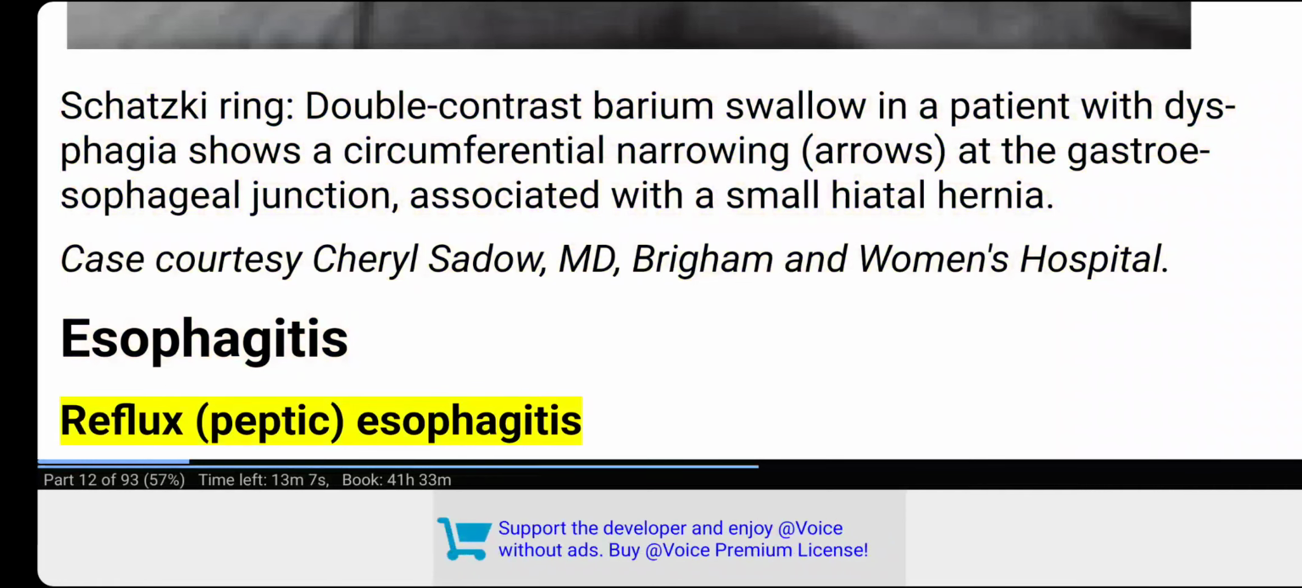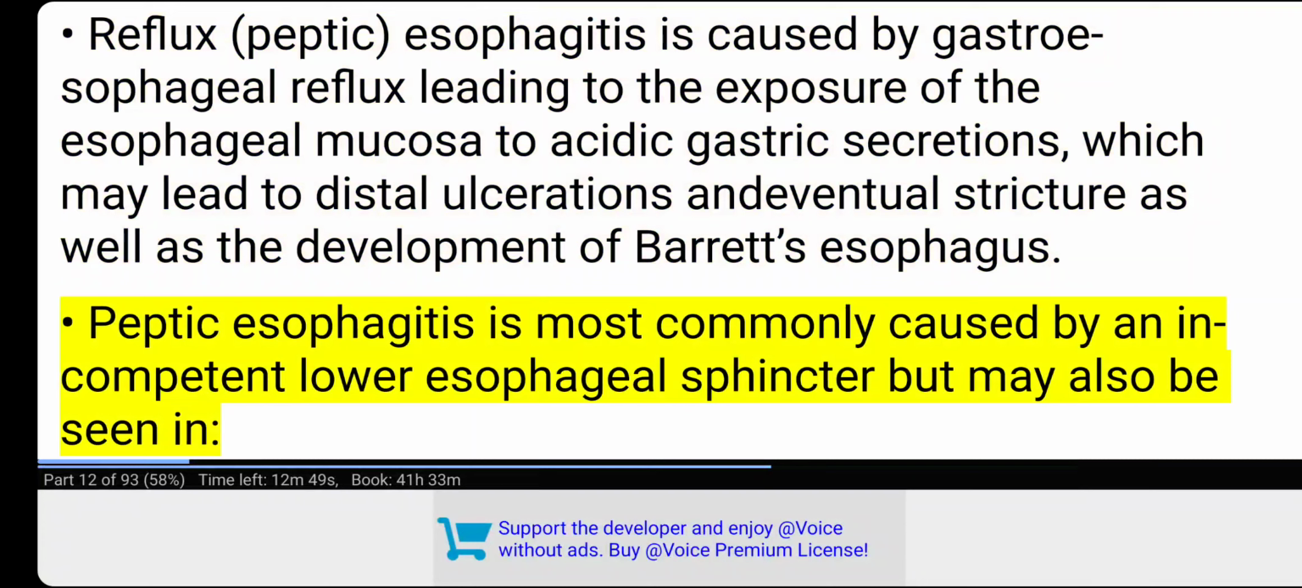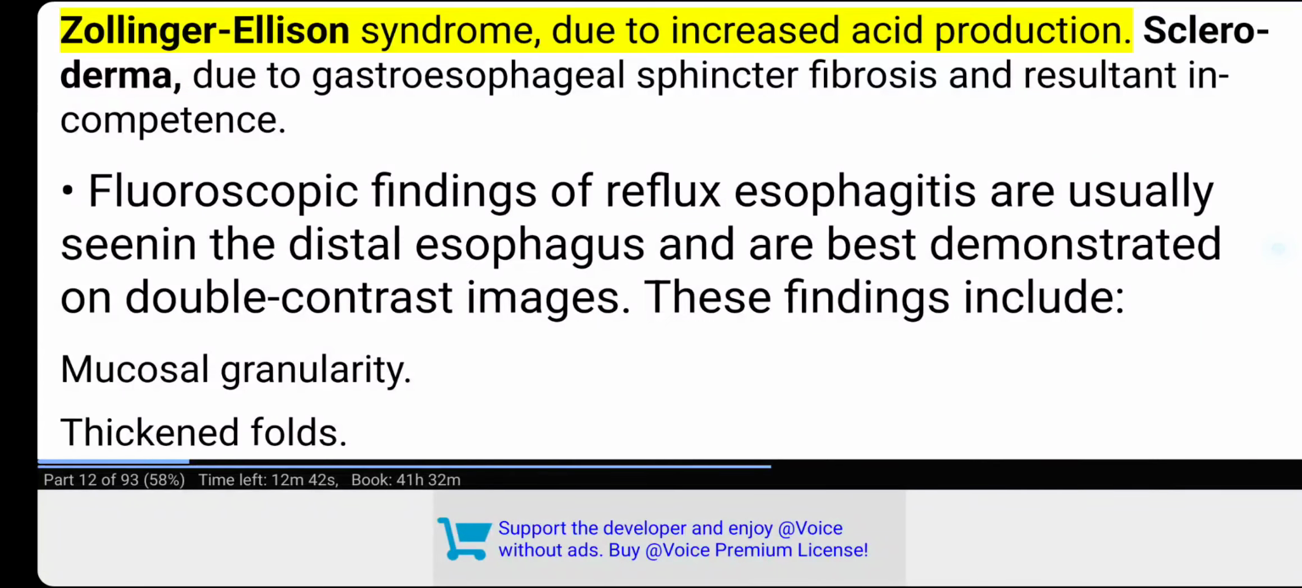Esophagitis. Reflux peptic esophagitis. Reflux peptic esophagitis is caused by gastroesophageal reflux leading to the exposure of the esophageal mucosa to acidic gastric secretions, which may lead to distal ulcerations and eventual stricture as well as the development of Barrett's esophagus. Peptic esophagitis is most commonly caused by an incompetent lower esophageal sphincter but may also be seen in Zollinger-Ellison syndrome, due to increased acid production, and scleroderma, due to gastroesophageal sphincter fibrosis and resultant incompetence.